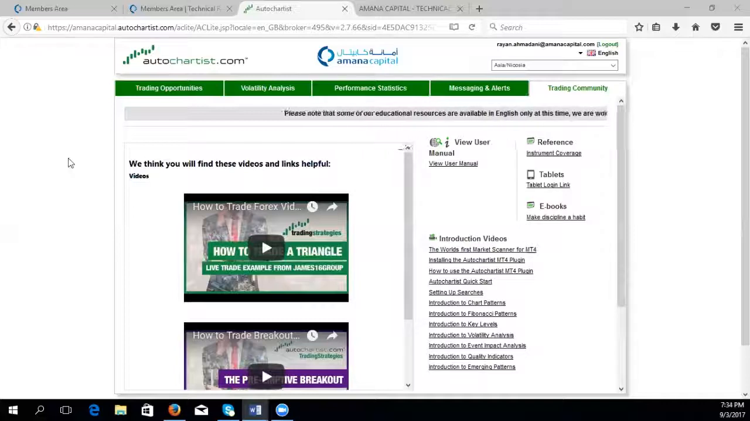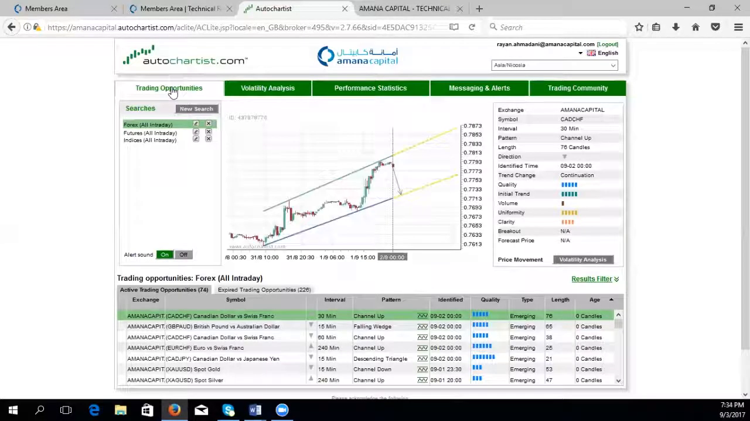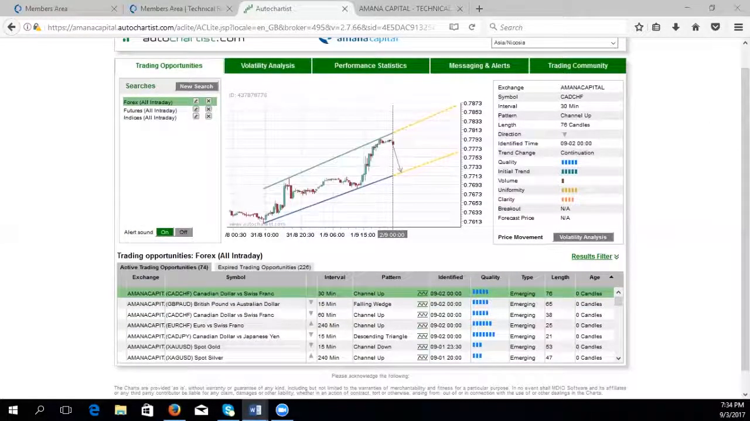Okay, now let's get back to the home page to see how to read signals. You see the column to the right of the price graph here. It contains additional information about the patterns such as direction, pattern type, identified time, and the quality. And the quality here is based on various indicators. I personally do not know what type of indicators they use, but based on Autochartist analysts, they use some indicators, and the quality here represents the indicators they mainly use in here.